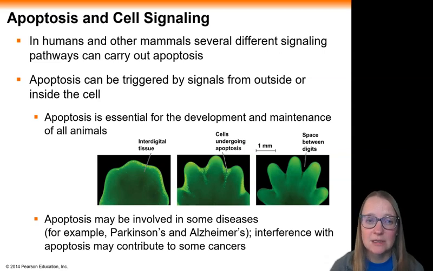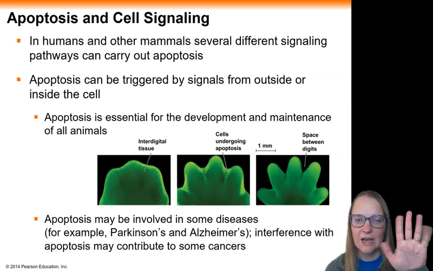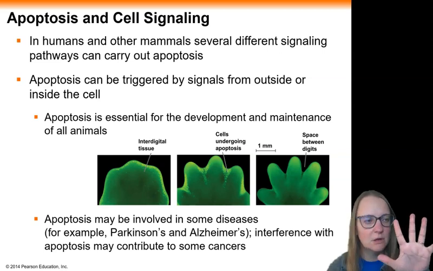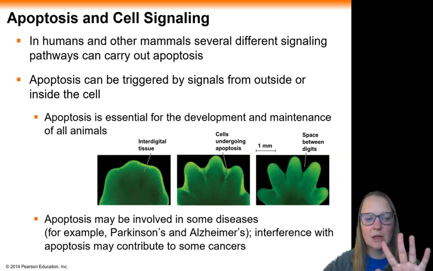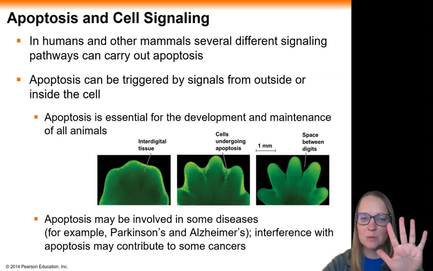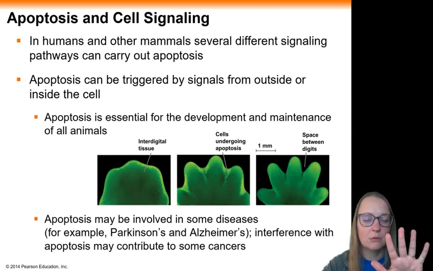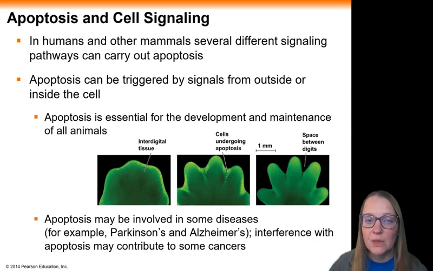So let's take a look at an example. When you look at your hands, most of us don't have webbed fingers. All of our fingers are separated nicely because what happened during development is all the cells that used to live in between our digits went through apoptosis. They were signaled to go through programmed cell death so that we could have individual digits on our hands and on our feet.